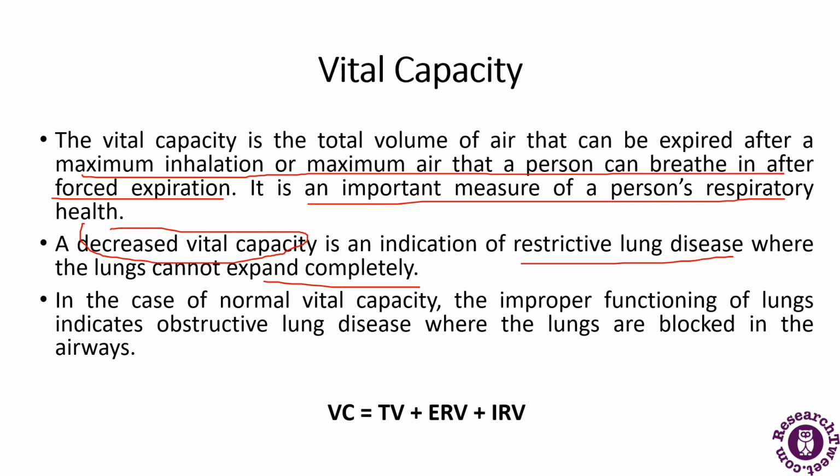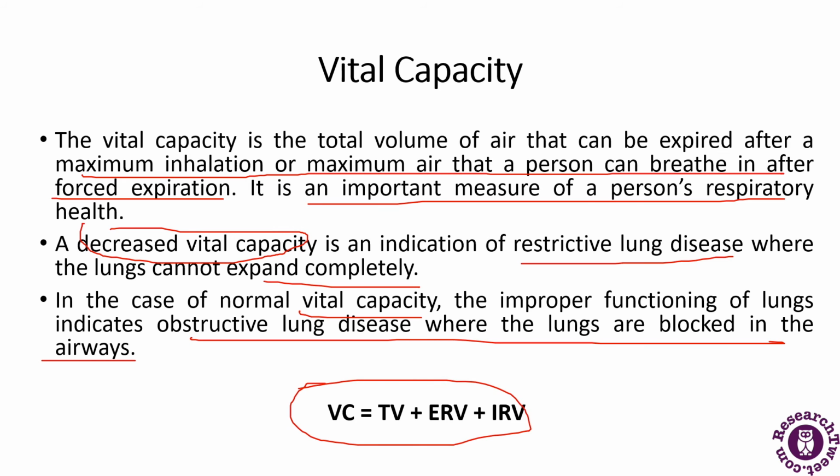In case of a normal vital capacity with improper functioning of the lungs, it indicates obstructive lung disease, where the airways are blocked. And the formula for vital capacity is tidal volume plus expiratory reserve volume and inspiratory reserve volume. So this is the formula for the vital capacity.